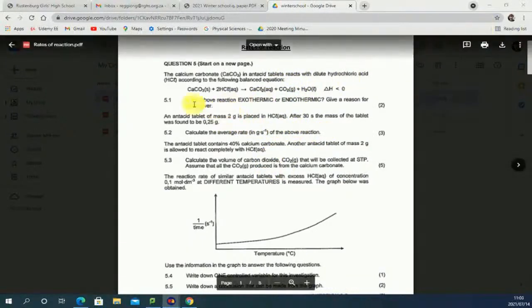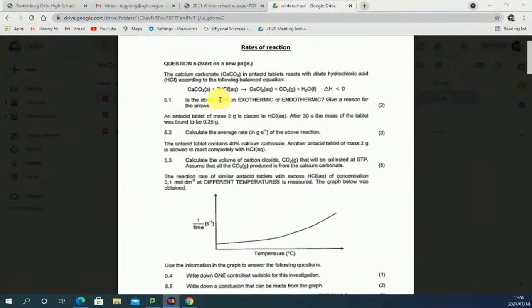In the above reaction, is the reaction exothermic or endothermic? Give a reason for your answer.